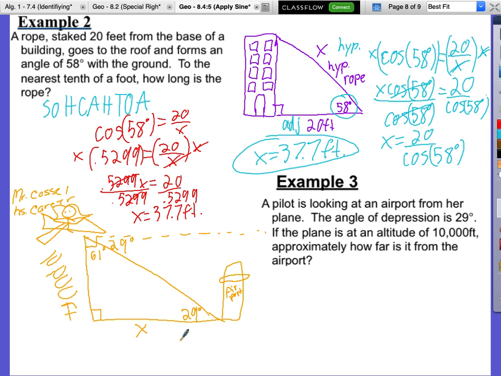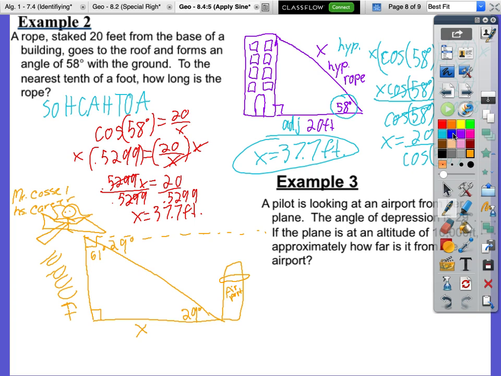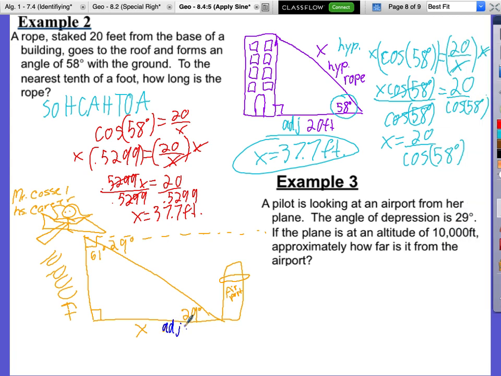Hey, Josie, say that louder. We use tangent. Why do you think we use tangent? Because x is the adjacent and 10,000 is the opposite, from 29 degrees. Yeah, if we use 29 degrees here, x is adjacent, and 10,000 is opposite. So yeah, we would use tangent.